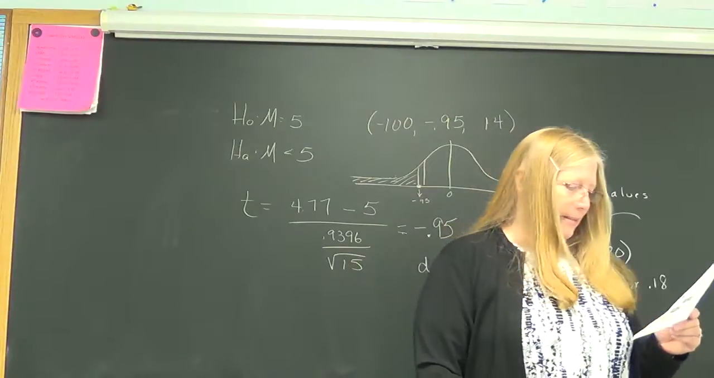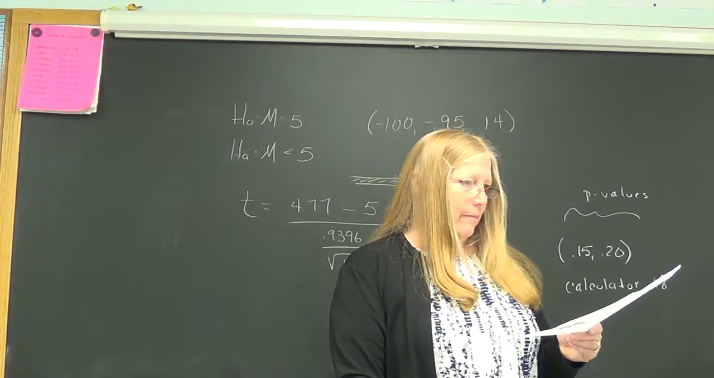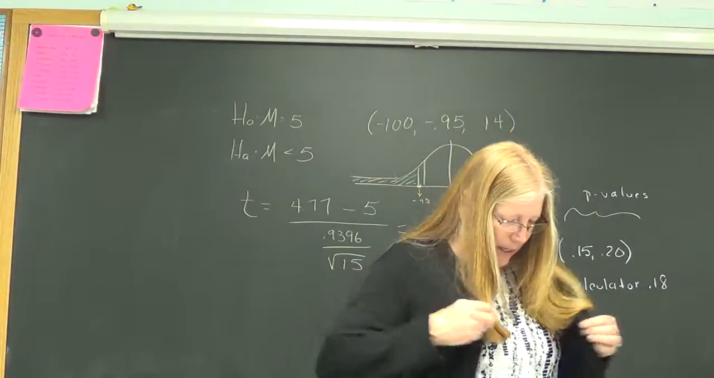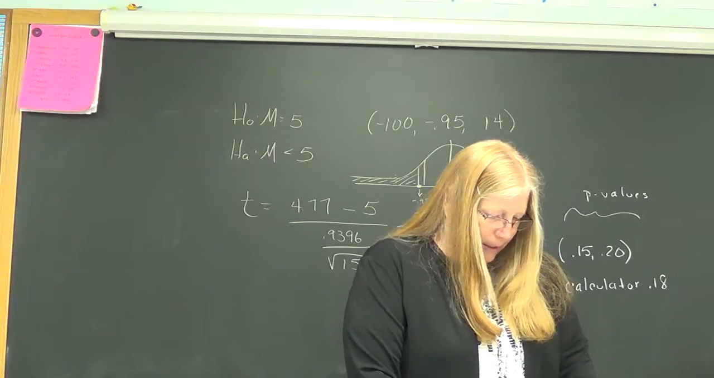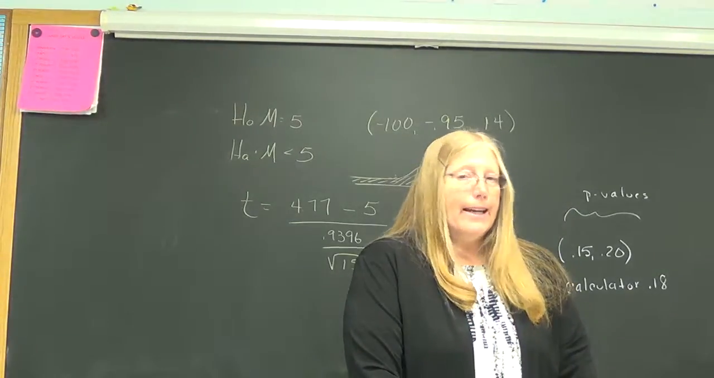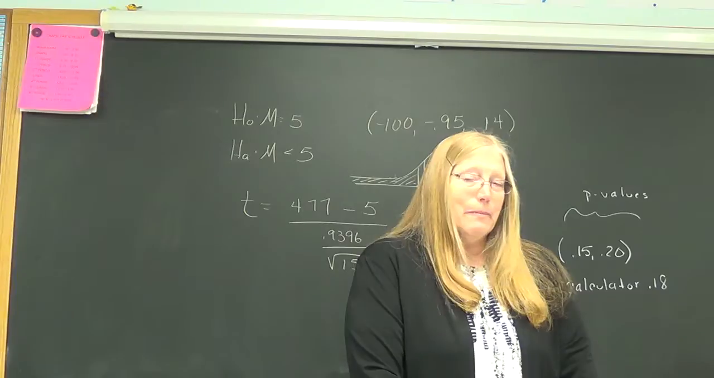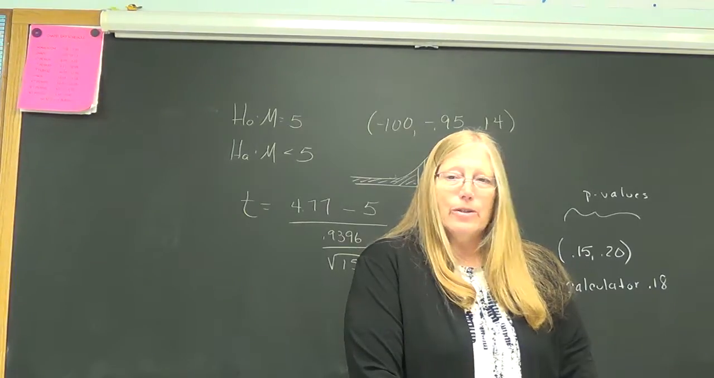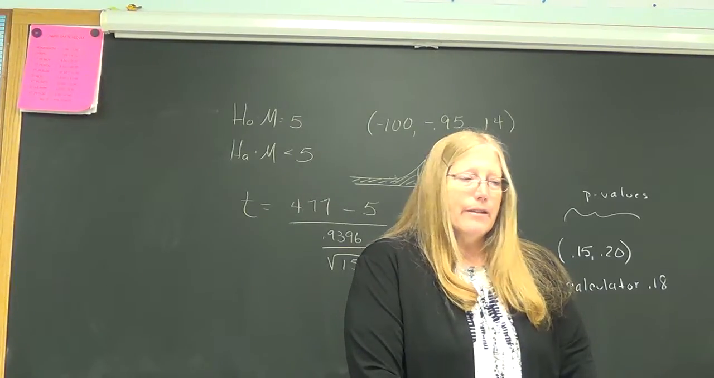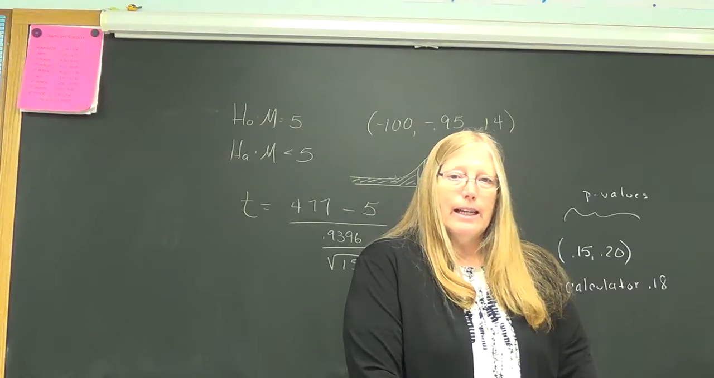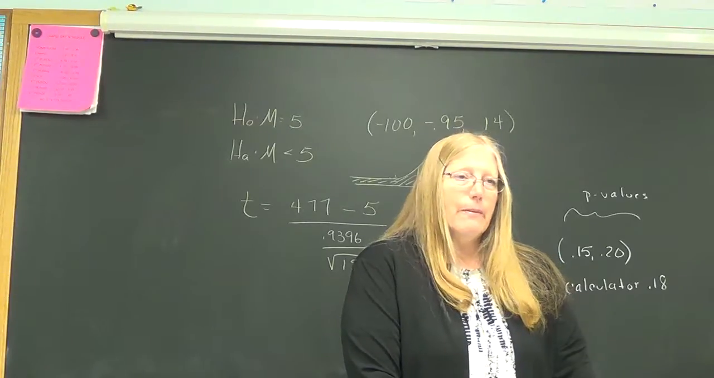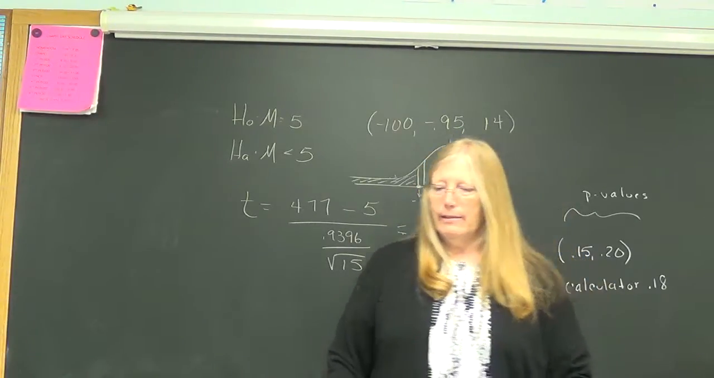Okay, part B says what kind of mistake, or what type of error. If you fail to reject, it's always going to be a type 2. It depends on what your conclusion was. When you fail to reject, that's a type 2. And if you reject, you have a possibility of a type 1.